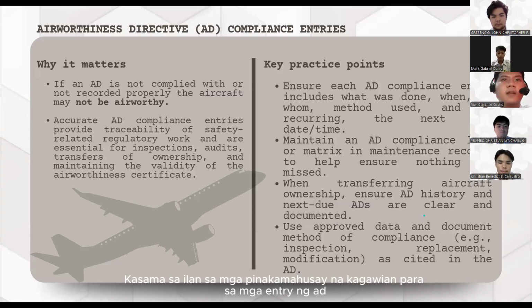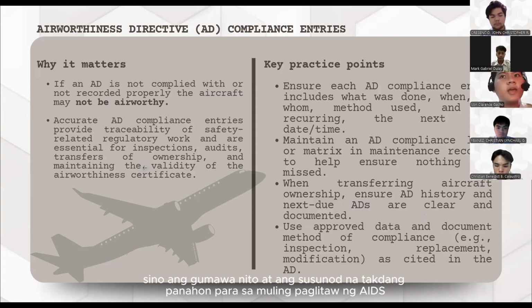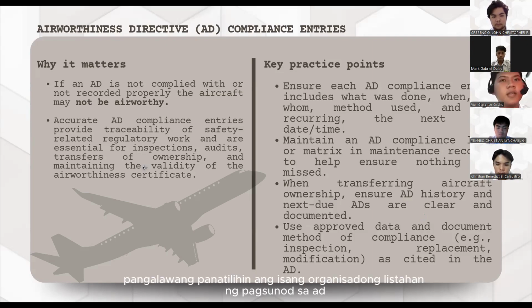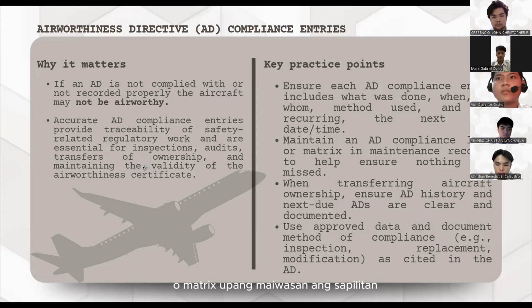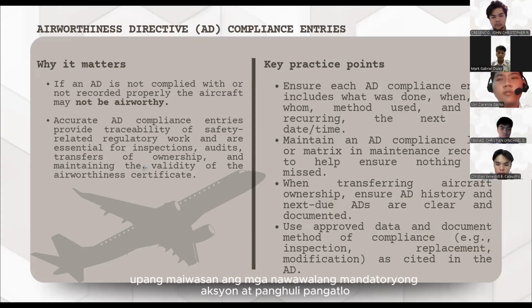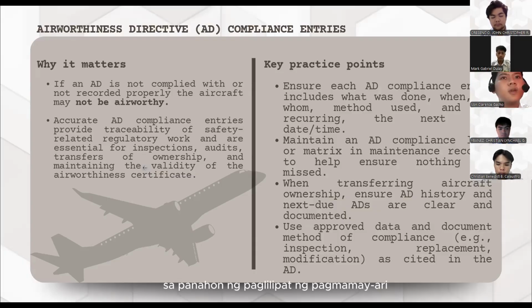Some of the best practices for AD entries include: first, always document what was done, when it was done, who did it, and the next due time for recurring ADs. Second, maintain an organized AD compliance list or matrix to avoid missing mandatory actions. And lastly, third, during ownership transfer, make sure that the AD history is complete and clear.